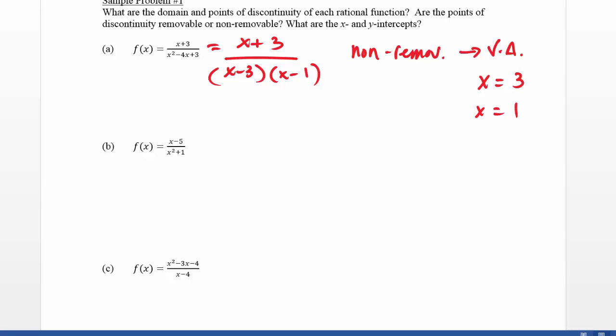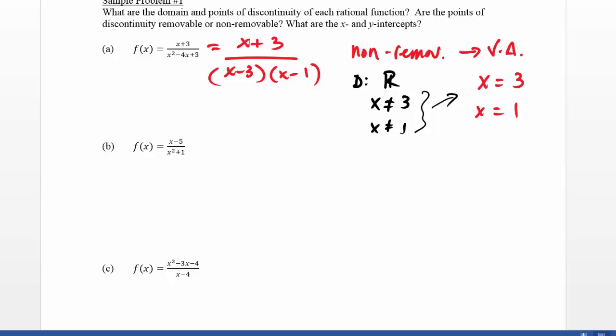Now, it asks what's our domain. Our domain is going to be all real numbers except x cannot equal 3 and x cannot equal 1. And so it's pretty clear that whatever our vertical asymptotes are, those are the points that are excluded from the domain. Okay, then the last thing it asks us is what are the intercepts.